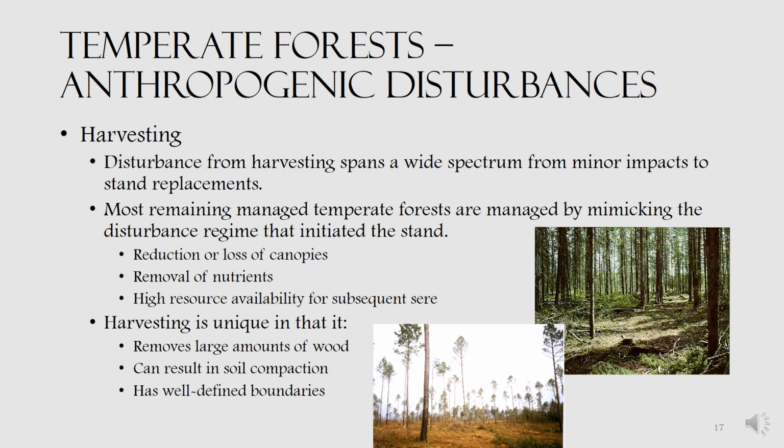And harvesting can be highly variable. This disturbance from harvesting can span the spectrum from fairly small-scale minor impacts to completely stand-replacing events. Currently, most remaining managed temperate forests are managed with the hope and the expectation of mimicking the disturbance regime that initiated the stand, or that forest type and that forest stand has evolved to respond to. This includes a reduction or loss of canopies, how nutrients are removed from the system, and making sure that there's high resource availability for that subsequent cohort.